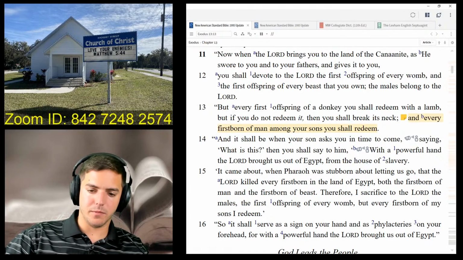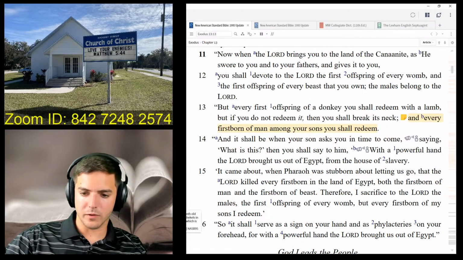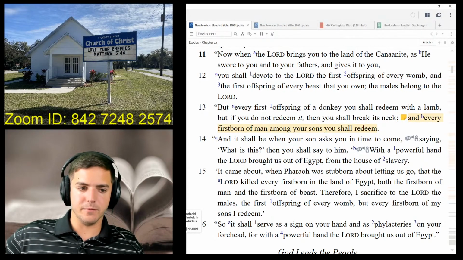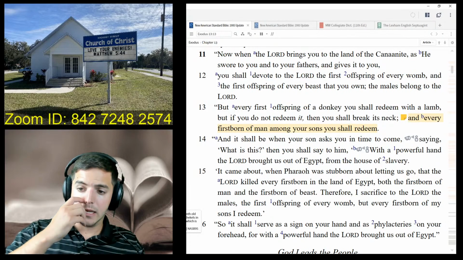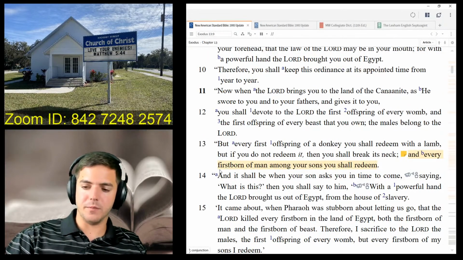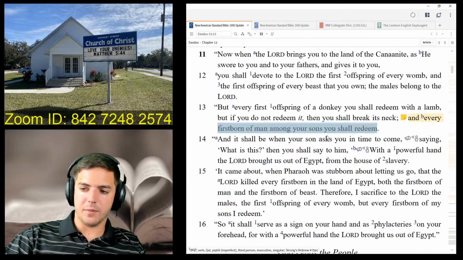The price of redemption, by the way, just as a side note, was 5 shekels of silver, from Numbers chapter 18 and verse 16. But the point is that this idea of redeeming the firstborn son in Exodus 13 is a tradition that came from the event of the Passover.